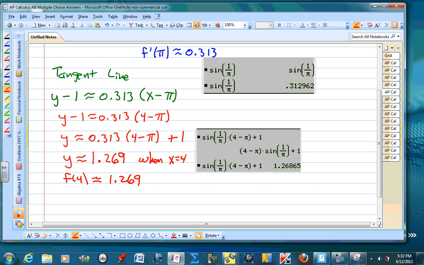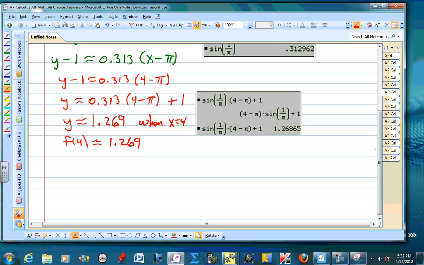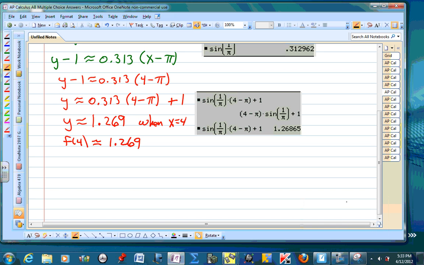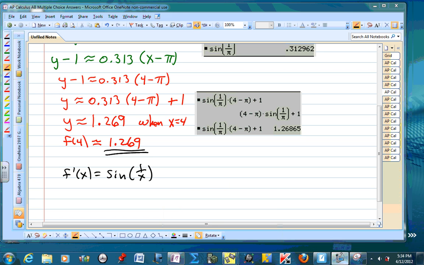So now we need to determine if this approximation is an underestimate or an overestimate. And to do that, we need to analyze this function a little further, and let's find out if this graph is concave up or concave down. And in order to do that, we're going to work with the second derivative. Now remember, we were given f prime. We're told that f prime of x is sine of 1 over x. And we can find the second derivative by hand, but since we have a calculator, we're going to use our calculator.